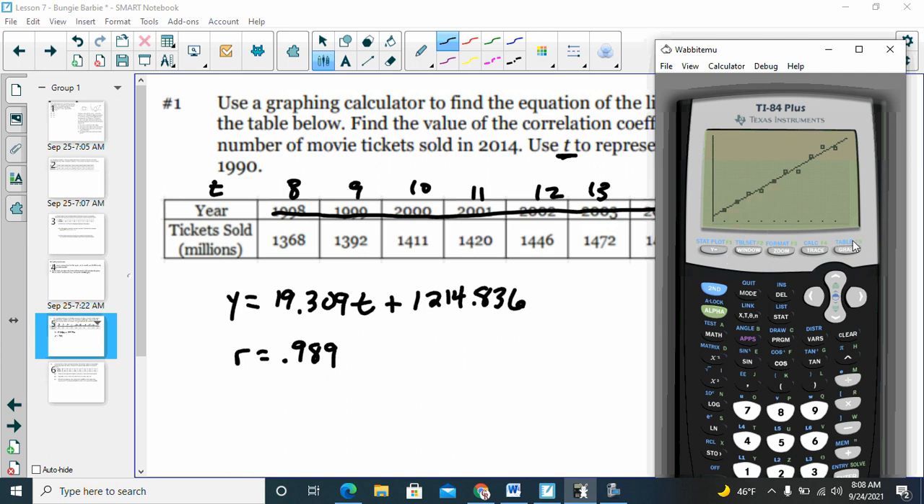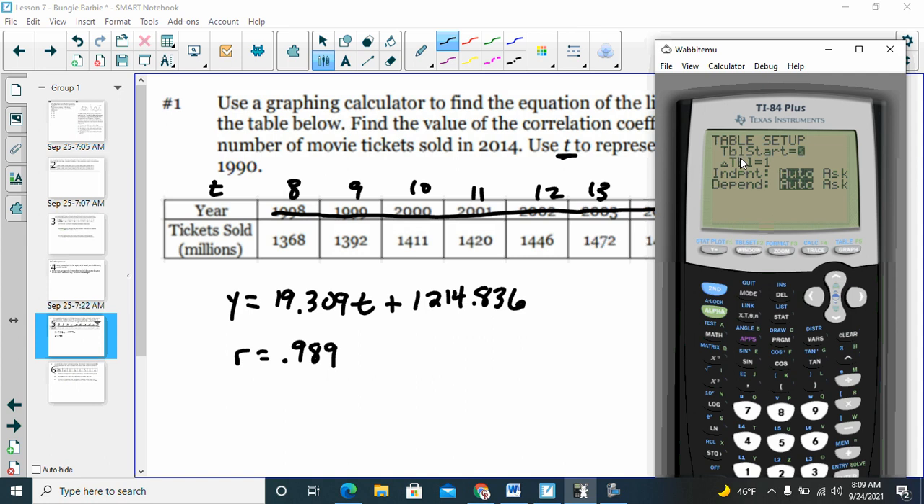But now I can look at my table. So to get to table, you push second graph, and I want my t to be 24. And it'll give me the y value that matches up with a t value of 24. You can push down a bunch of times, down, down, down, until you get to 24. Or another way you could do it, if you need to get to 124, you wouldn't want to do that. Another way you could get to 24 quickly is to go to table set right here, which is second window.